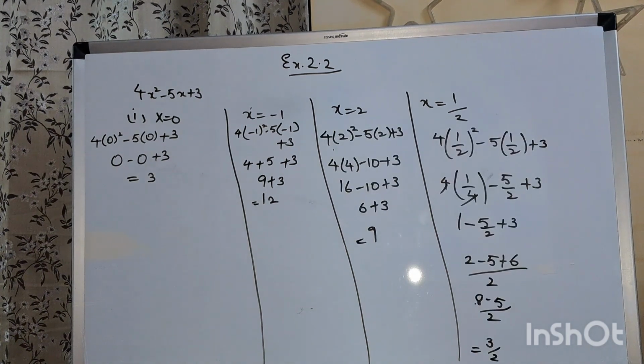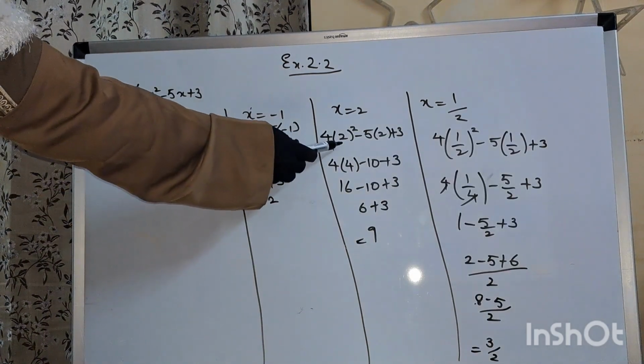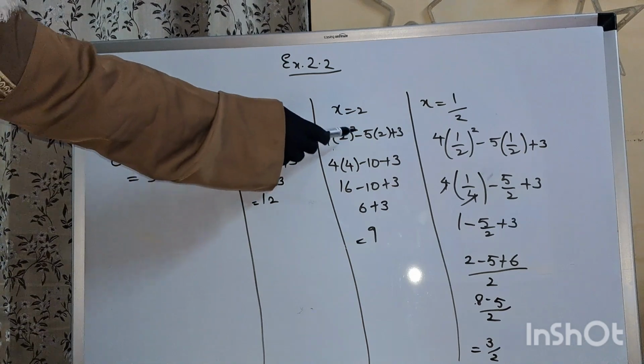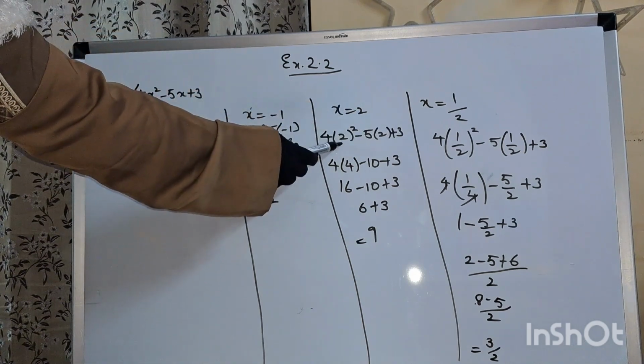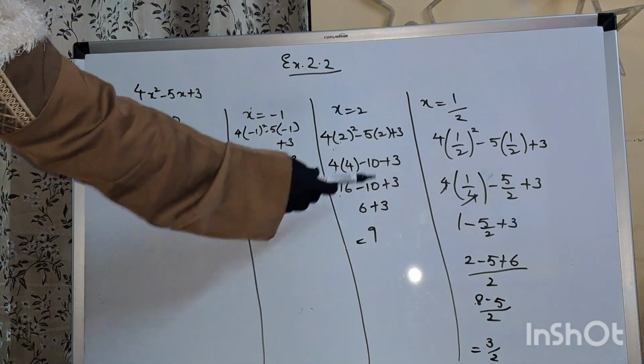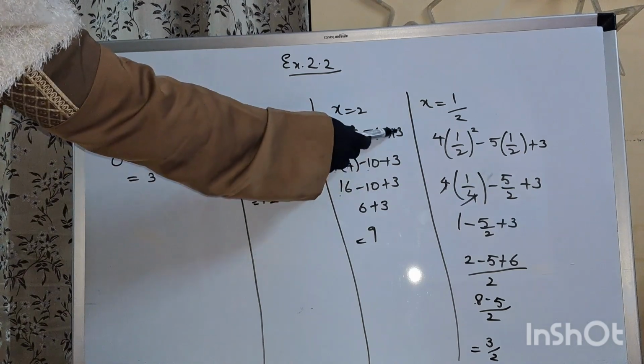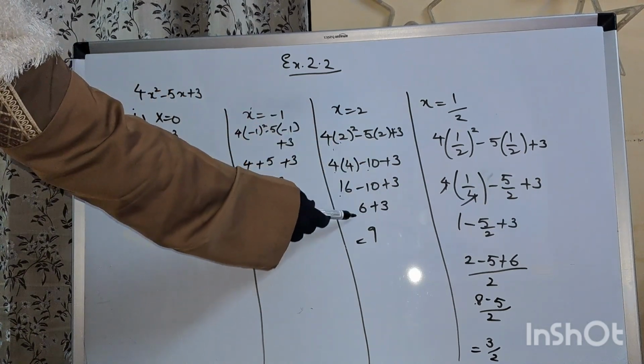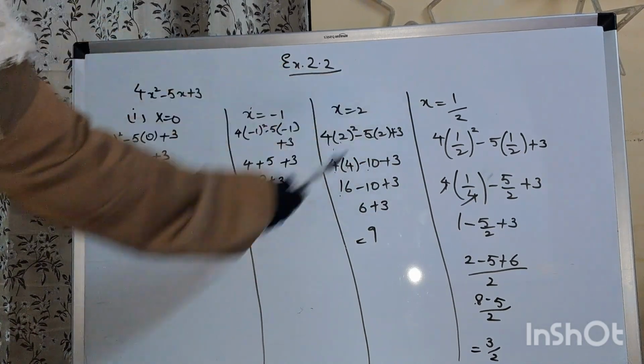Yes. Next is x is equal to 2. So in the place of x we are substituting 2: 4 into 2 squared minus 5 into 2 plus 3. 2 2s are 4, so 4 4s are 16. 5 2s are 10, and 3. So 16 minus 10 is 6. 6 plus 3 is 9.